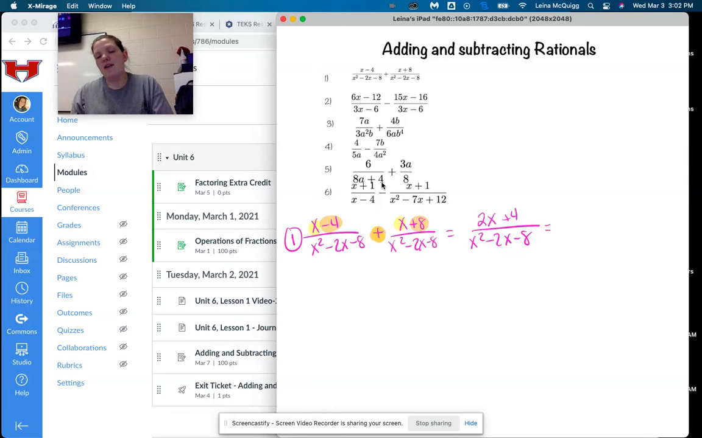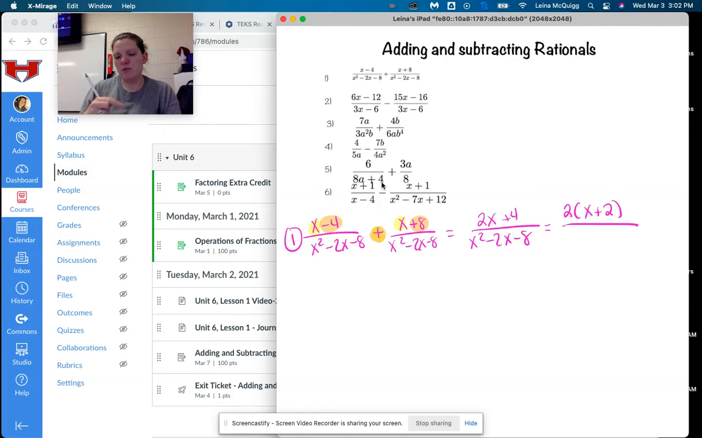Okay, now I'm going to go ahead and factor the denominator. So in the numerator, I can take a GCF out and rewrite this as x plus 2. I'm going to factor the denominator to see if I would be able to cancel something out in the numerator.